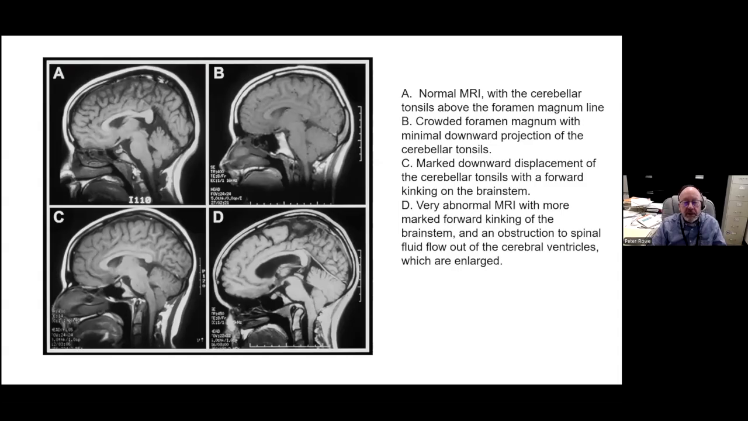This is a slide that I put together showing in panel A a normal MRI. And so here you see the cerebellum, the tonsils. If you draw a line between the clivus here and the occipital bone, this patient does not have any descent of the cerebellar tonsils shown here below that line.